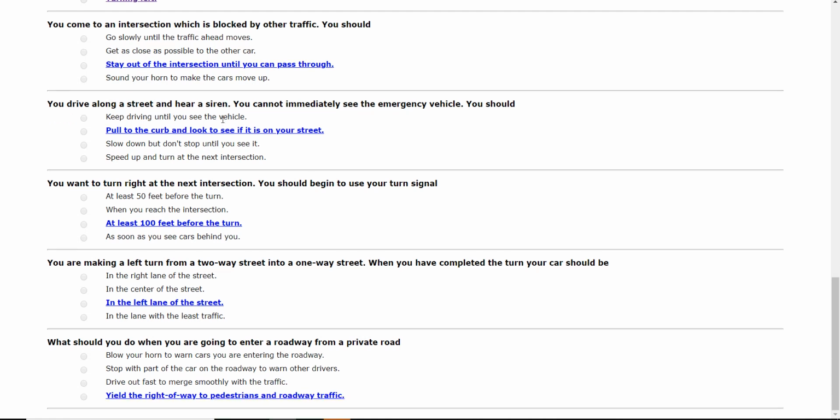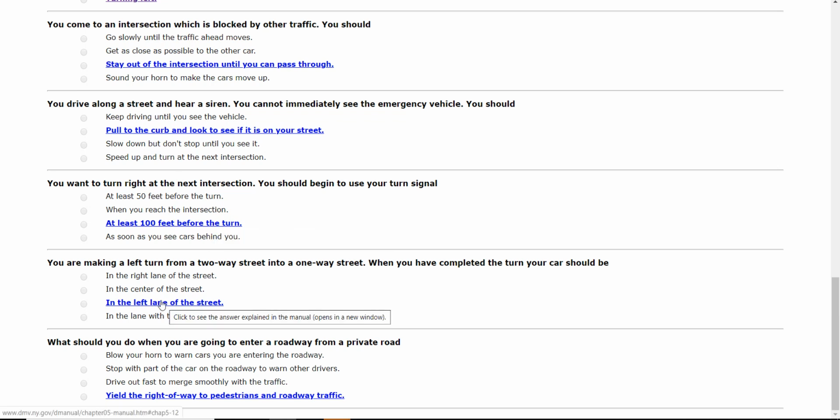You drive along a street and hear a siren. You cannot immediately see the emergency vehicle. You should pull to the curb and look to see if it is on your street. You want to turn right at the next intersection. You should use the turn signal at least 100 feet before the turn. It's not 50, it's 100.